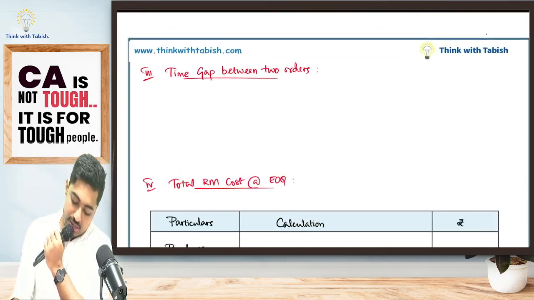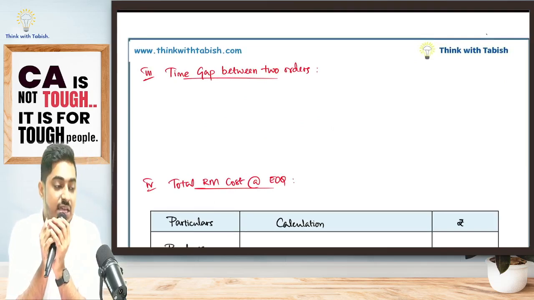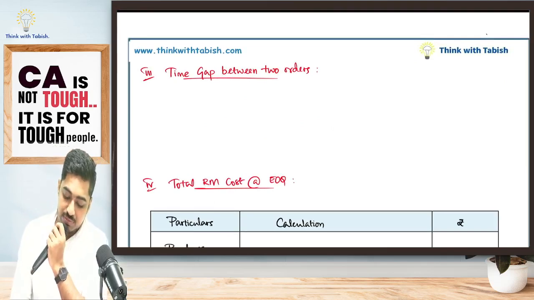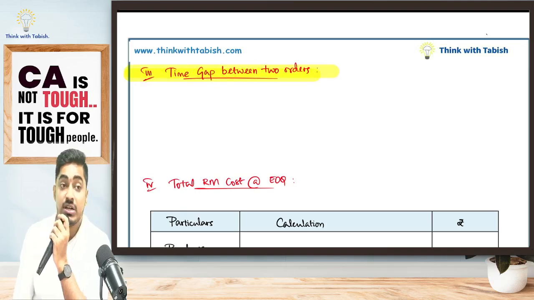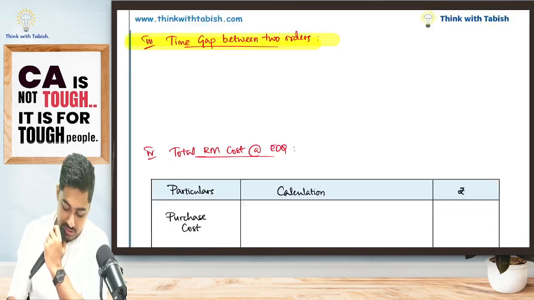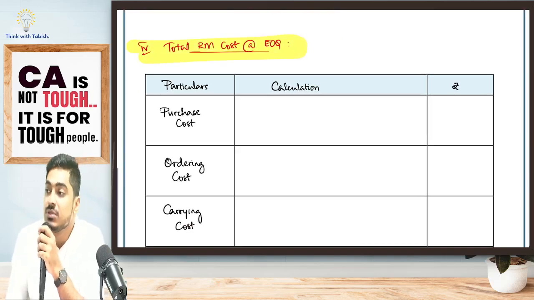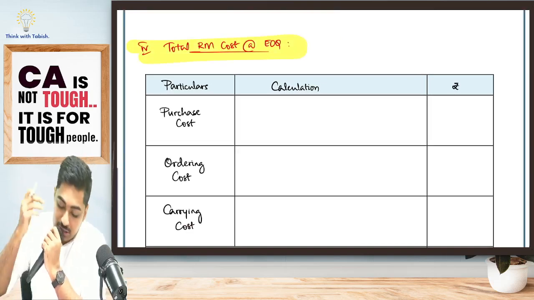Okay. Next point is the time gap between two orders. This is something we have not discussed, so we will discuss it and then come to that. Till then, we'll do one thing. Let us calculate total raw material cost. This is something we have discussed, yes or no? So let us do this.